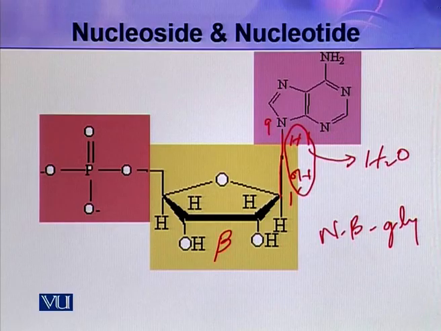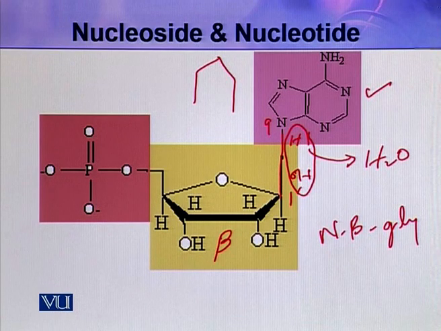So all the purines, if this nitrogenous base is a purine, will be attached from its nitrogen 9 to the 1' of pentose. And if this nitrogenous base is a pyrimidine, and as you know, pyrimidine is just like this molecule, and here it is nitrogen number 1. So if this nitrogenous base is a pyrimidine, it is attached from nitrogen 1 with the 1' of the pentose.